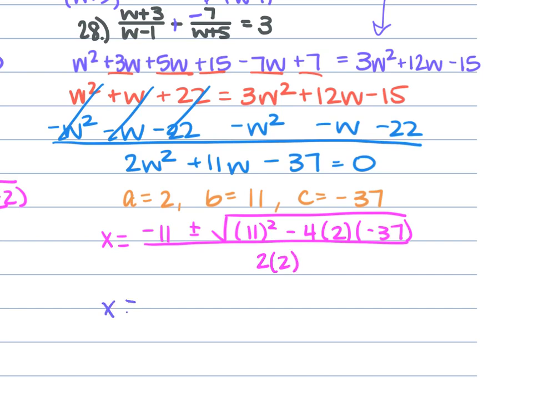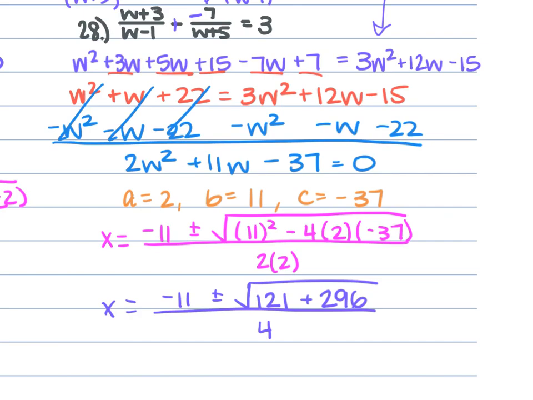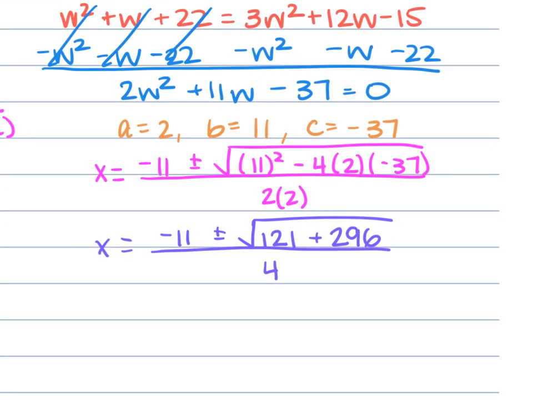So x is equal to negative 11 plus or minus the square root of 121 plus 8 times 37 gives us 296 all over 4. From here, the 121 plus the 296 gives us 417. So x is equal to negative 11 plus or minus the square root of 417 all over 4.